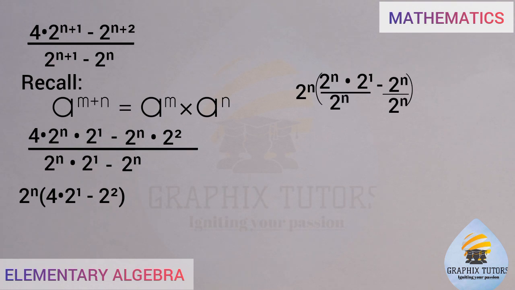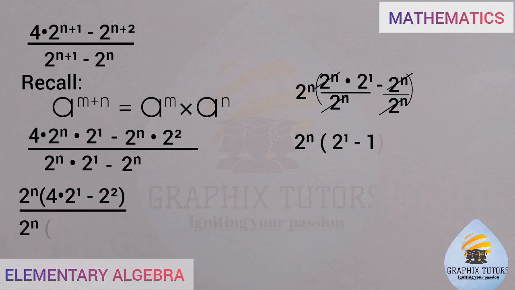So if I implement it here, discover that 2 to the power of n will cancel. So I will now be left with 2 to the power of n into bracket 2 to the power of 1 minus what? Minus 1. I will be having there, because 2 to the power of n divided by 2 to the power of n will give us what? 1 here. So if I've done that, this is what I am going to be having here. So I'll put this into this equation here.